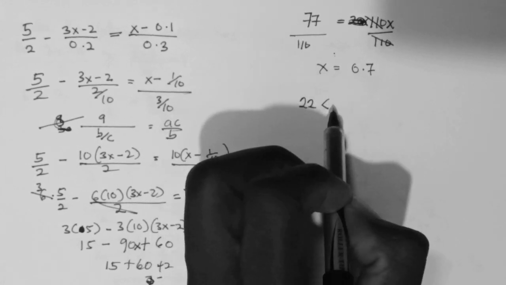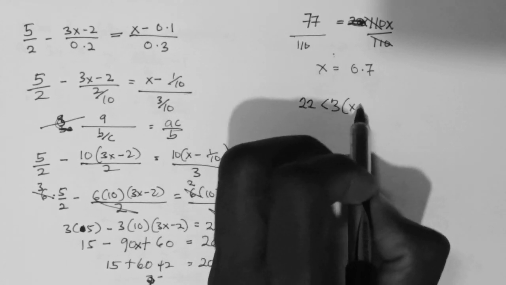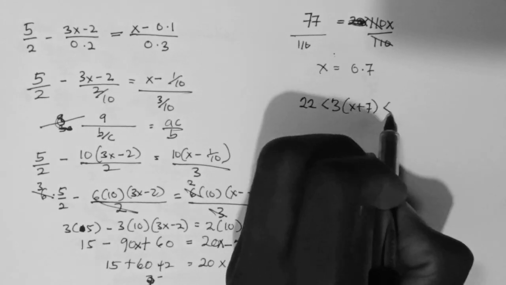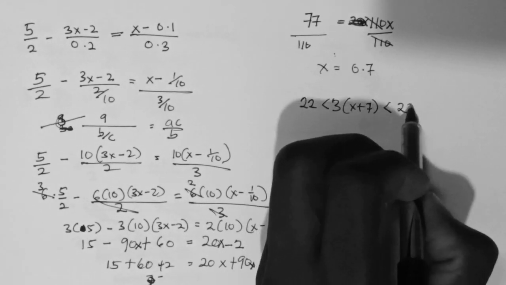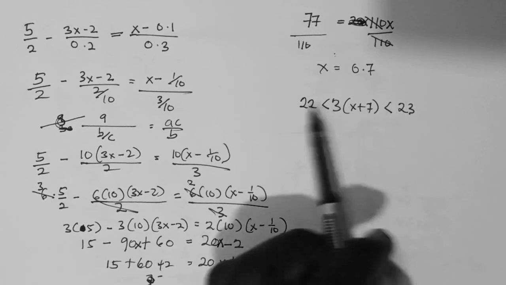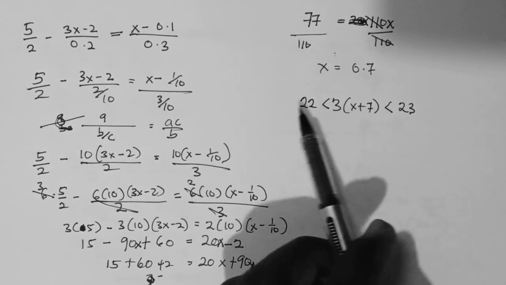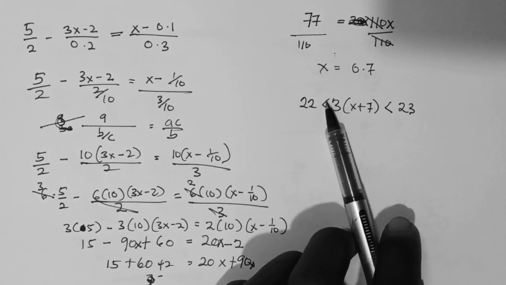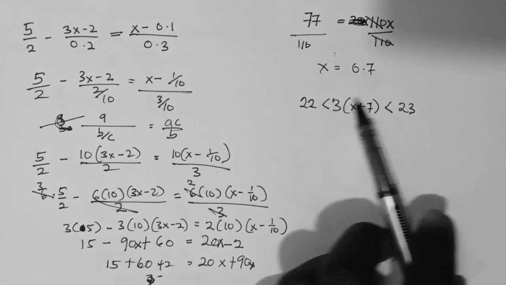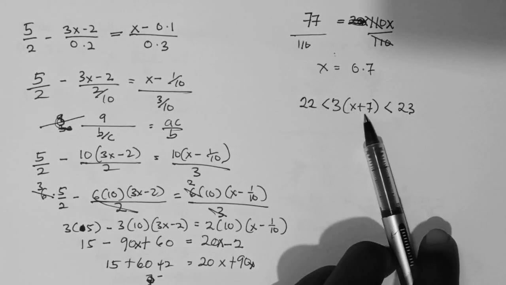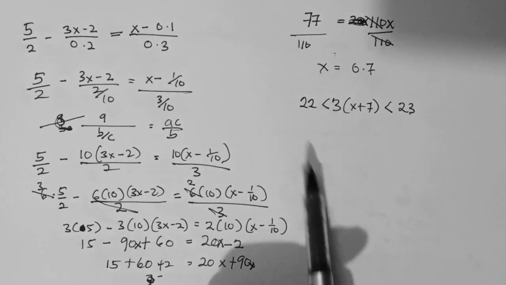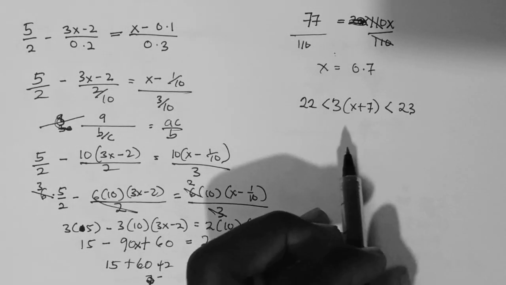Let's also solve this inequality. 22 is less than 3 times x plus 7, which is less than 23. So in this kind of inequalities, what you do is that you take this side alone, you solve it independently, and you take this side too alone, and you solve it. And after, you write your inequality.